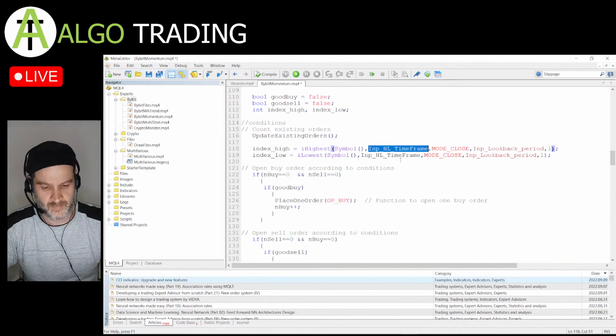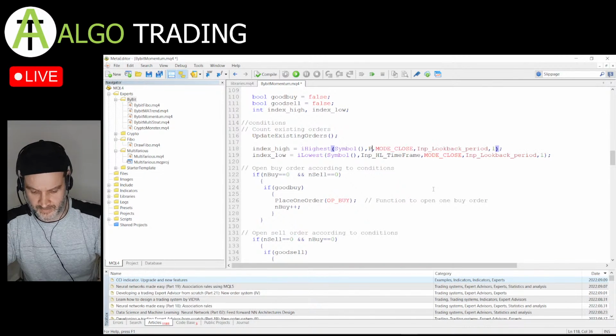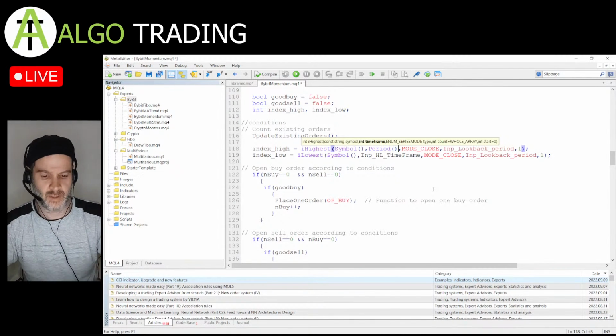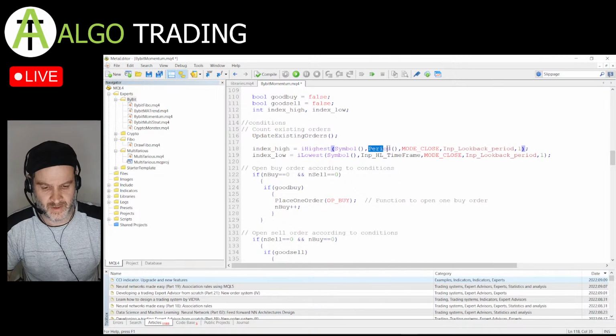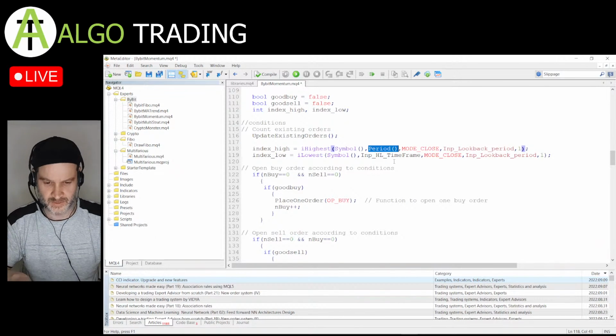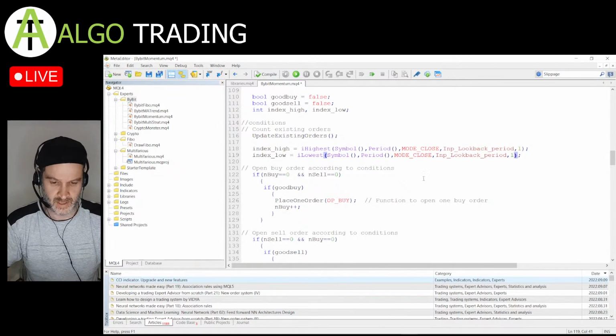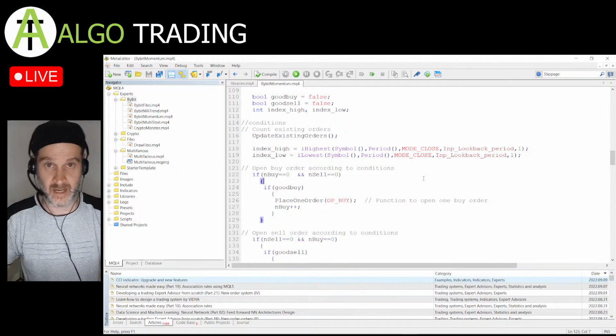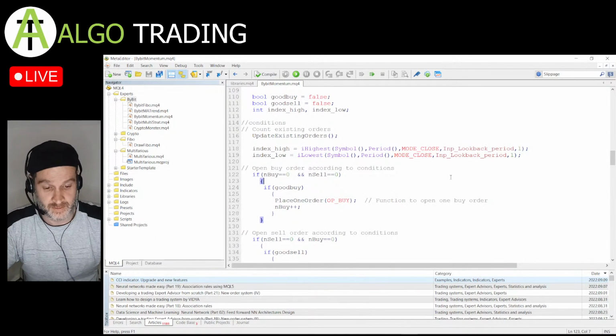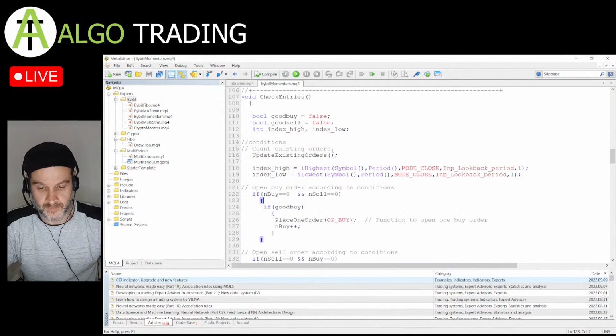Highlight time frame. I think we're just going to keep it on the current time frame, so we're not going to check it on different time frames. I don't think we need to do that in this EA because it's the only indicator. In fact, it's not even an indicator. We're just using price action to develop this.